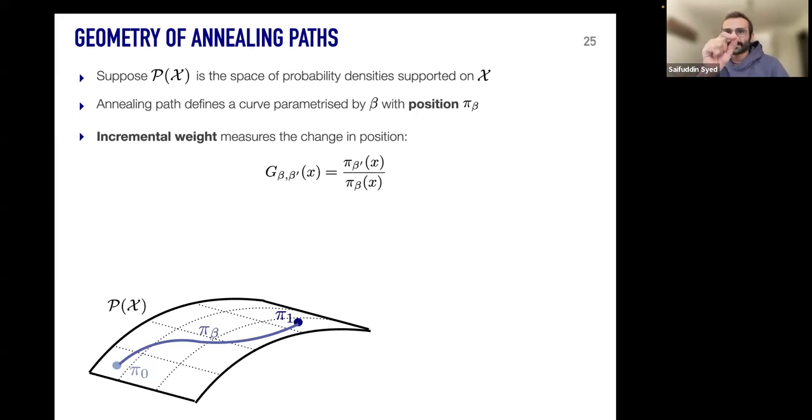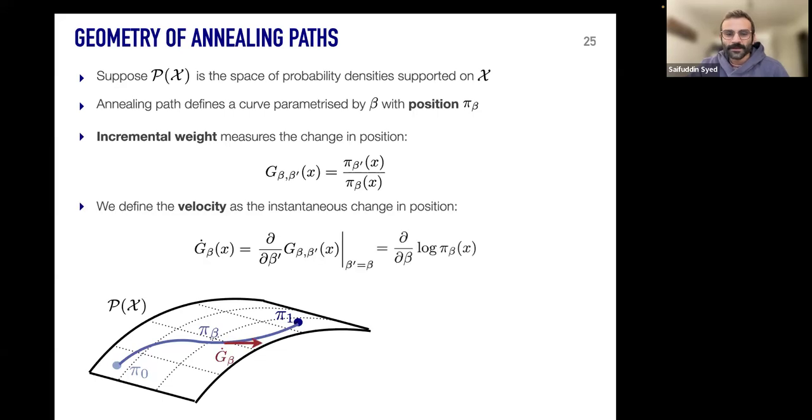So if I have distribution 1 and distribution 2, suppose I have beta and beta prime on this path, then this incremental weight that we had earlier measures the change in position. It tells us how much change is occurring in the density from one distribution to the next. We care about the change in terms of these densities because we are only really able to prod the annealing distributions through the weights themselves. So if I look at the instantaneous change of our position, this corresponds to a velocity.